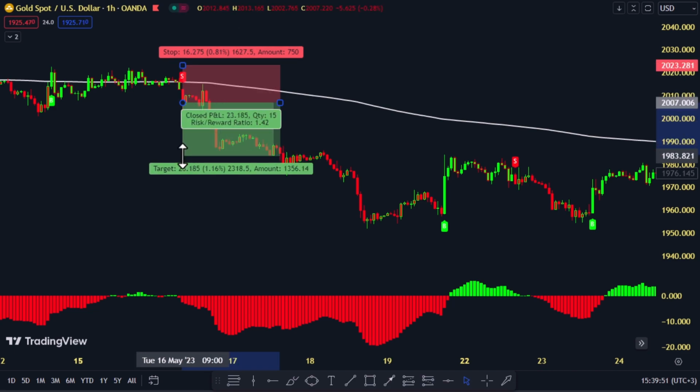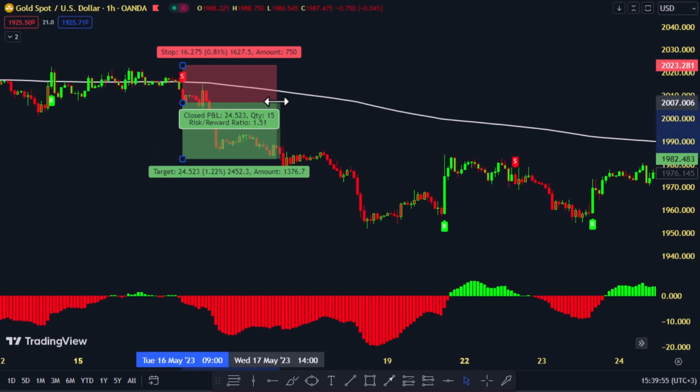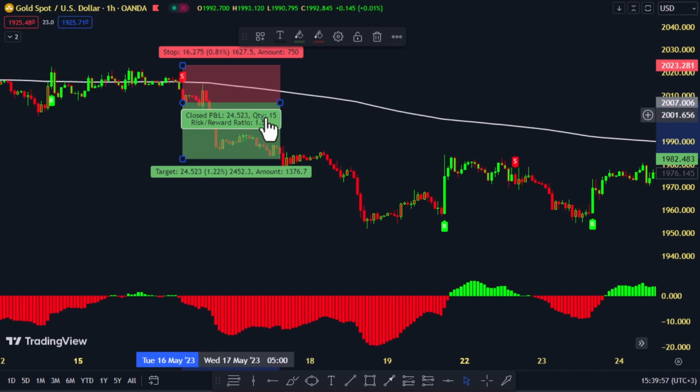This strategy helps limit potential losses. And when it comes to exiting the trade, consider using a risk to reward ratio of 1 to 1.5 again.